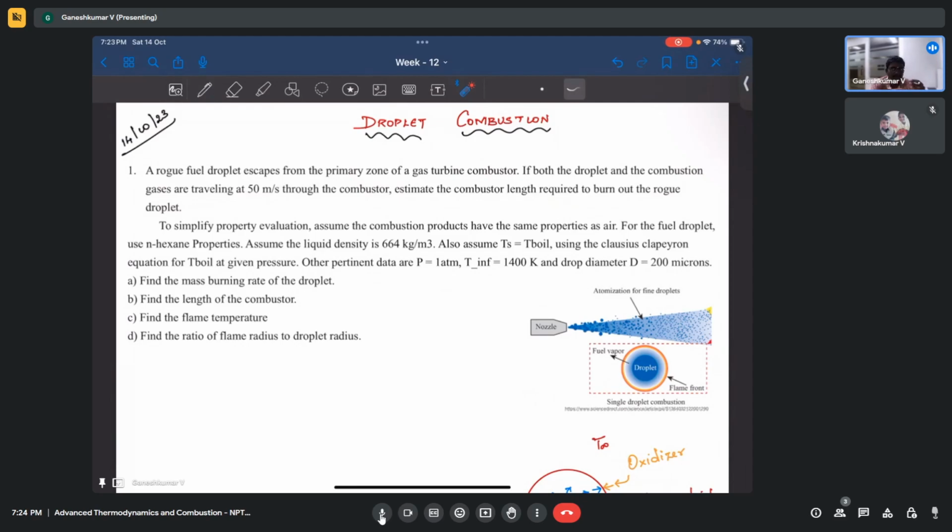The droplet, let's say it doesn't fully combust, then it will be a hot liquid droplet. The next machinery after the combustor is the turbine, right? We have a turbine after the combustor. So if this droplet goes and hits the turbine, it's going to be really bad for the turbine.